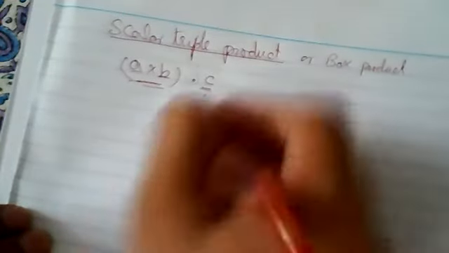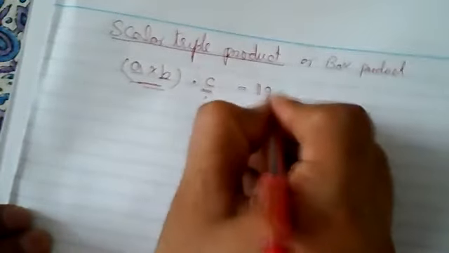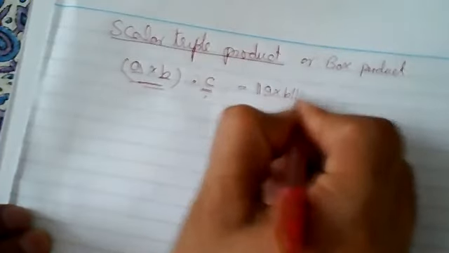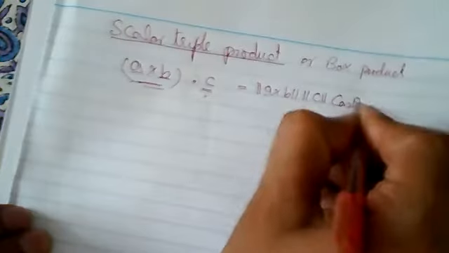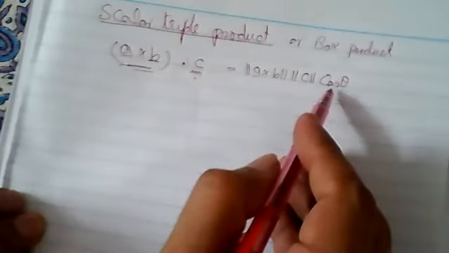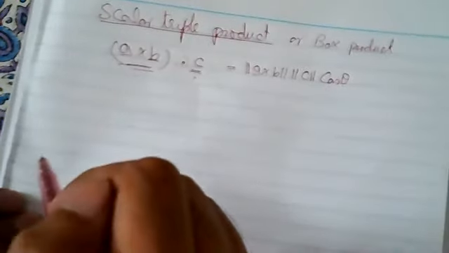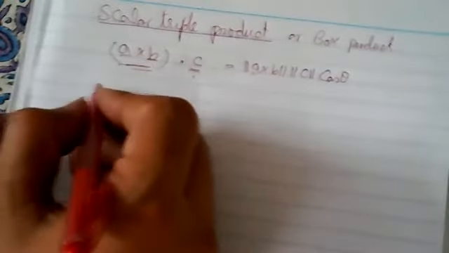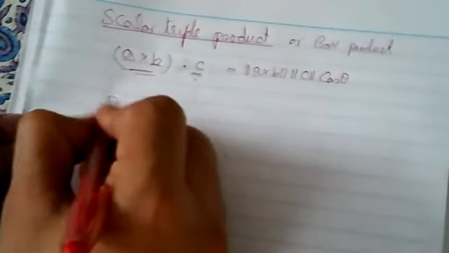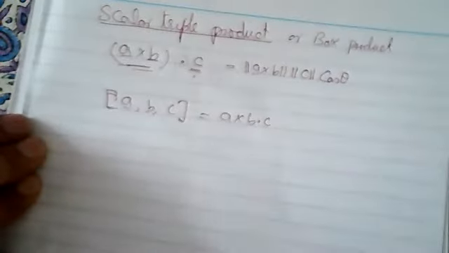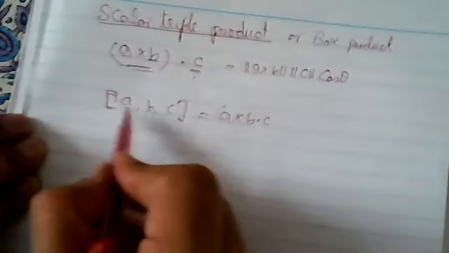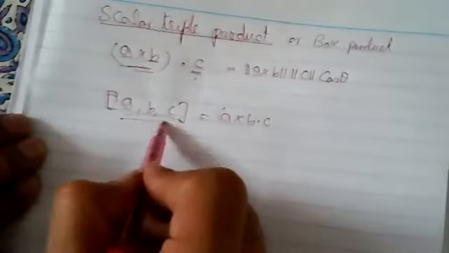So the definition is the same: magnitude of the first vector, as in the dot product, times magnitude of the second vector, times cos of the angle, because in the dot product definition you have cos. Yes, there is also a notation. You can use the bracket notation [A, B, C] for A cross B dot C. You can write it in this way too.